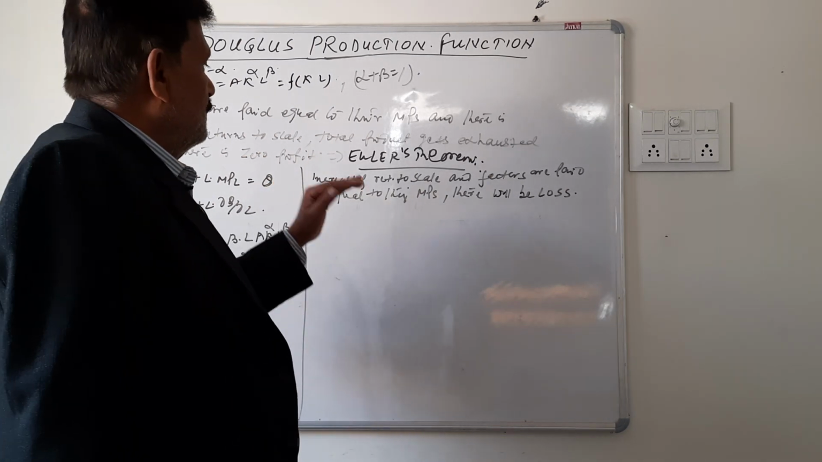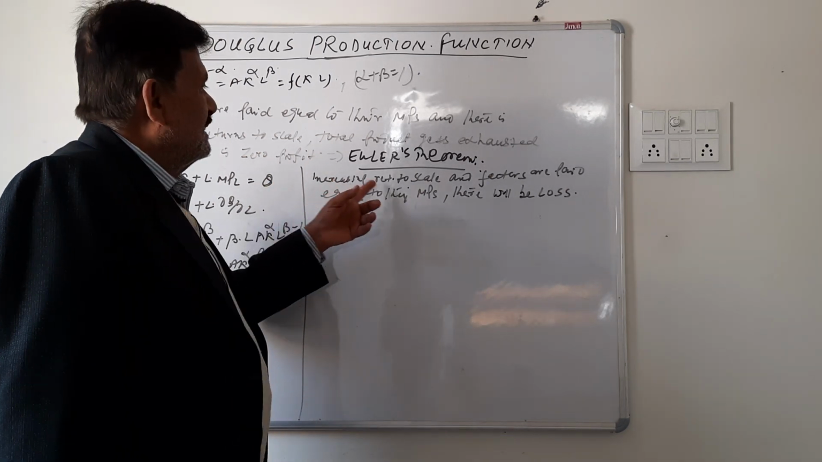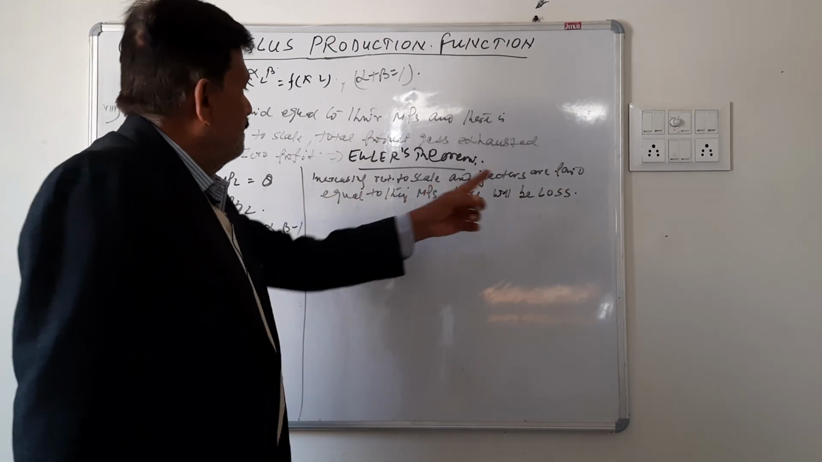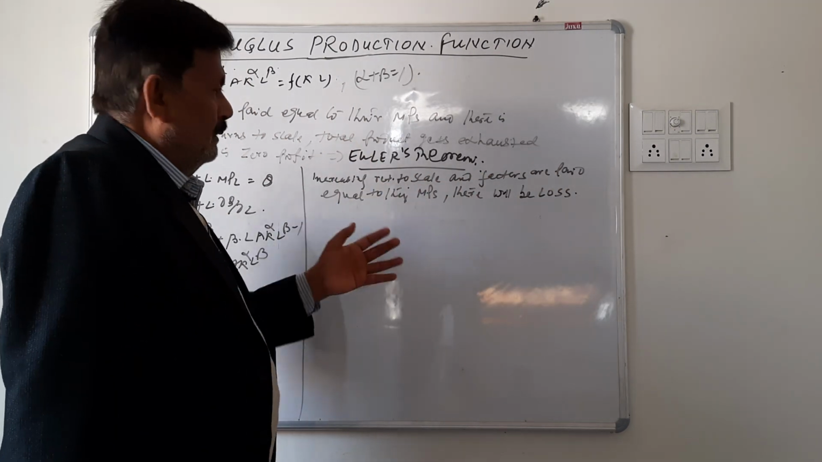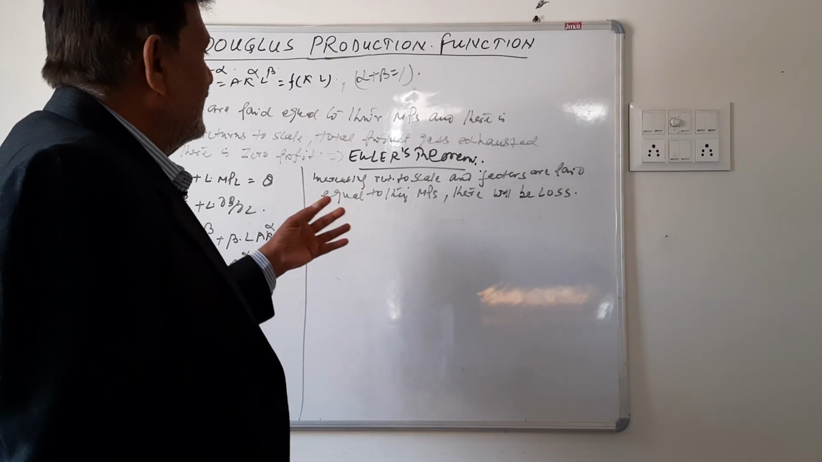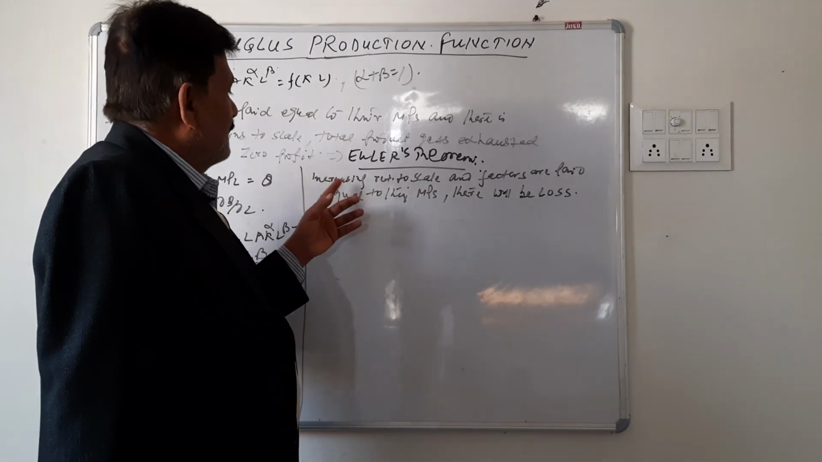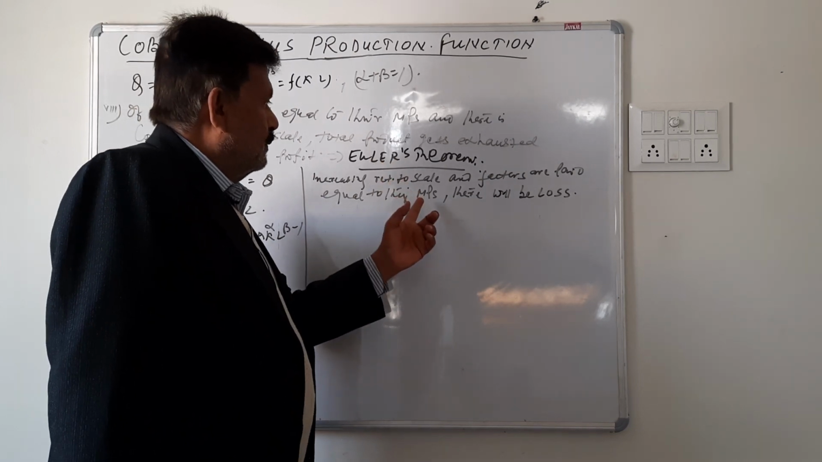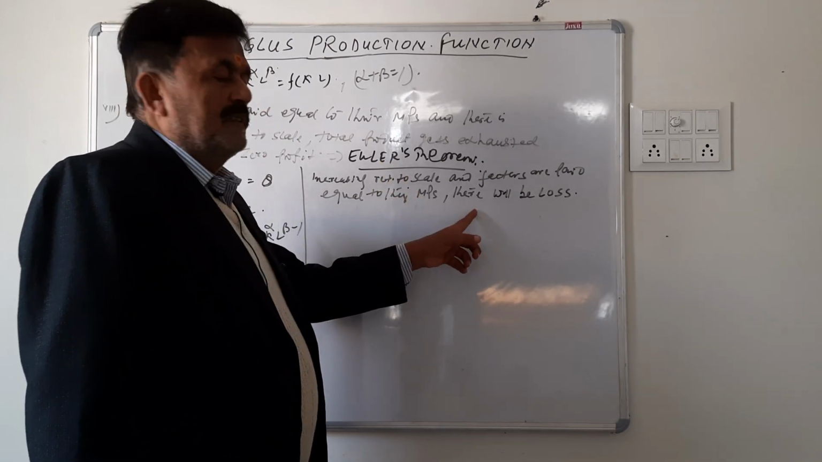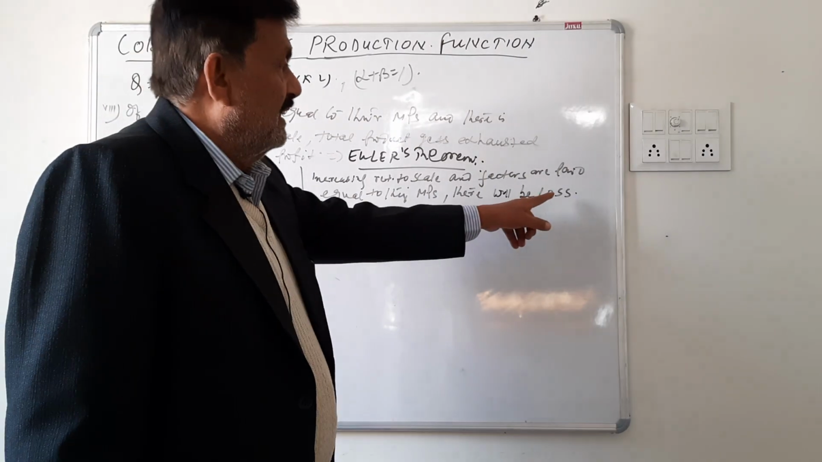Now if we come to the point that there is increasing returns to scale in the production and factors are paid equal to their marginal products, then what will happen? Though initially it looks like a very rosy picture that producers are producing under increasing returns to scale, if the factors are paid according to their marginal products, the producer will land itself in a state of loss.